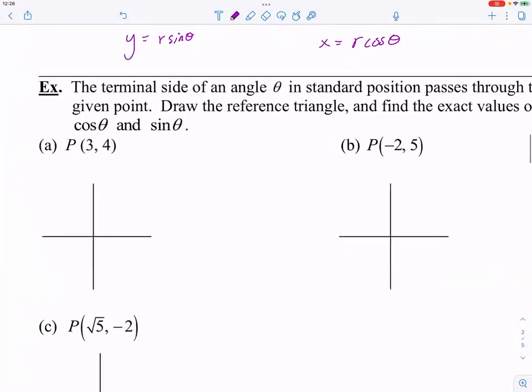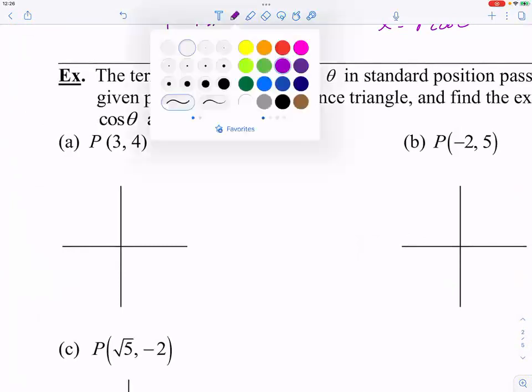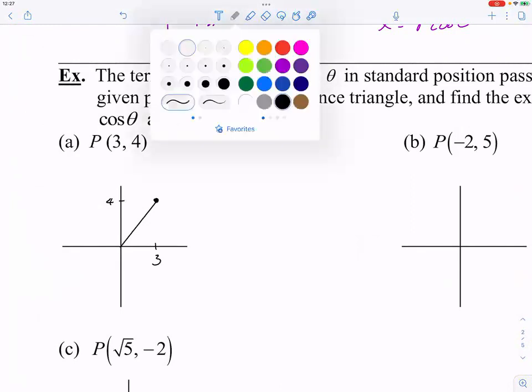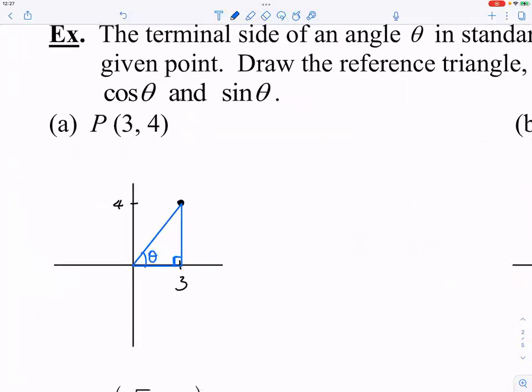All right, now terminal side of an angle. What we're doing here is trying to plot the point 3, 4. So 3, 4 right here, and then we just make a line right here, and let's create a little right triangle from here, and we call this angle theta.